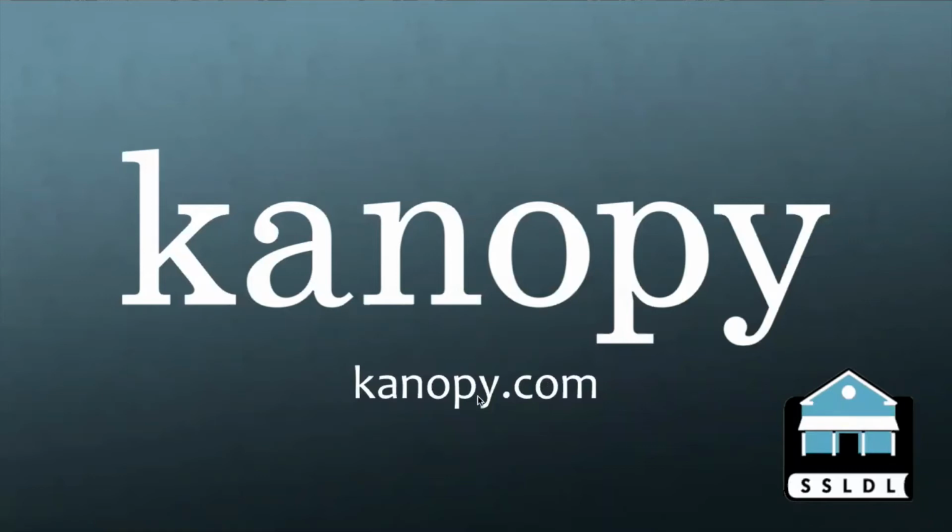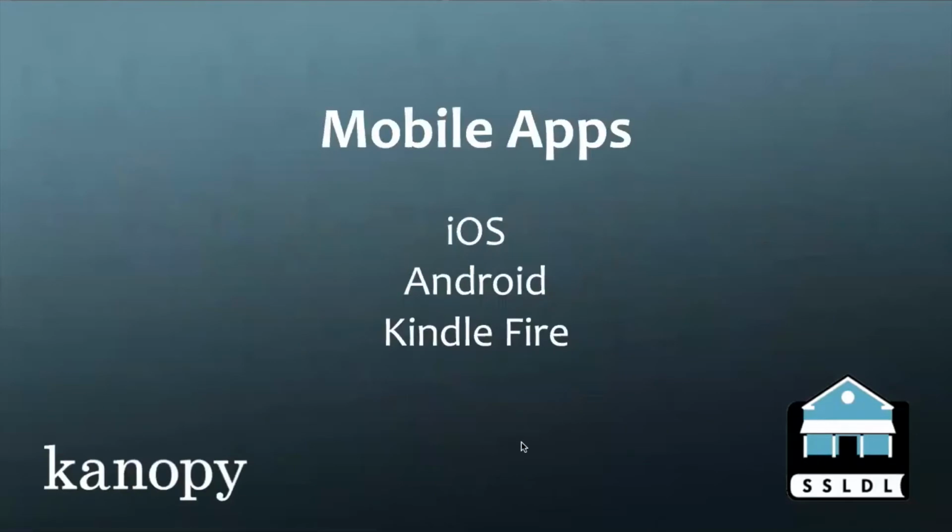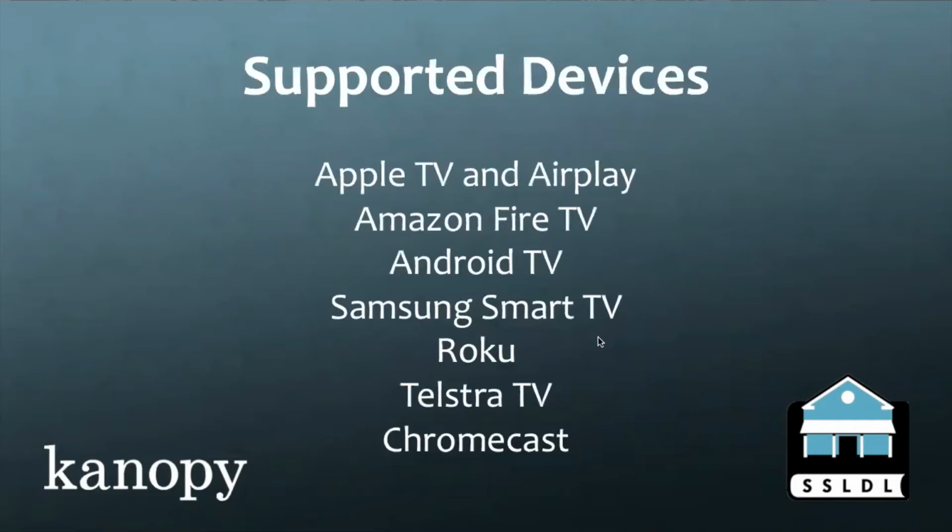You can also go directly to Kanopy's website, kanopy.com. You can use Kanopy from a computer. You can also install an app on your mobile device. Kanopy has apps available for iOS, Android, and Kindle Fire devices. You can even set up Kanopy to work with your television if you have, say, an Apple TV or a Roku or a Chromecast or any of these other devices. You can set up Kanopy to stream directly to your television.